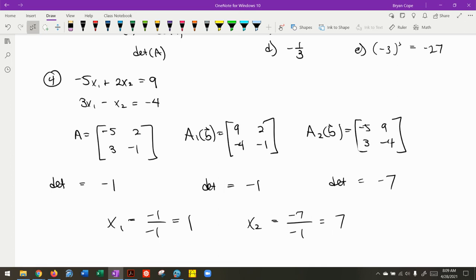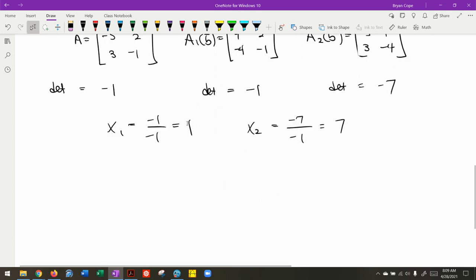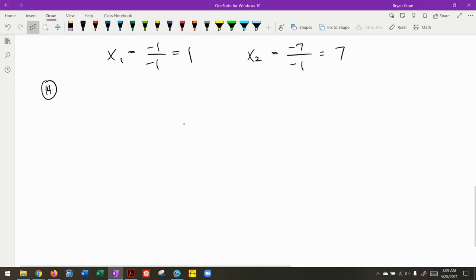X1 is 1 and x2 is 7. Good. Okay, and then the last question is 14. This is the one you're probably least prepared to do based on how far we got in the lesson, but we'll give it a try. It says compute the adjugate of the given matrix and then use theorem 8 to give the inverse of the matrix. Okay, so this is going to be a little bit of work.